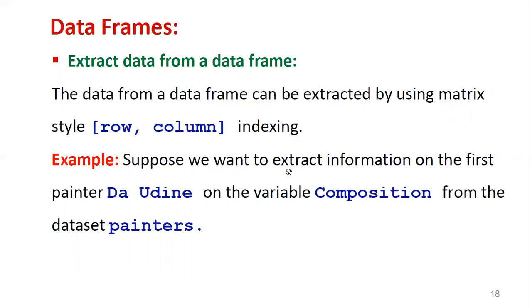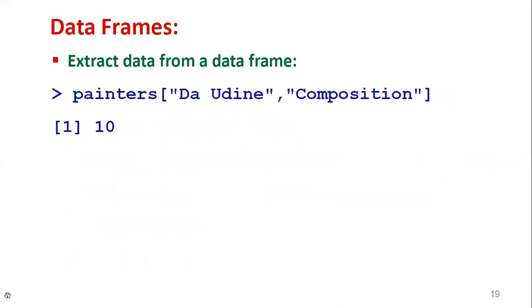For example, suppose we want to extract information on the first painter, named Udine, on the variable composition from the dataset painters. This is the question. By using this matrix style indexing format, we will display the painter Udine under the particular variable composition from the dataset painters. How this will be done, you can see. Within square brackets after the dataset painters, you mention Udine, the name of the painter, followed by the variable name composition.